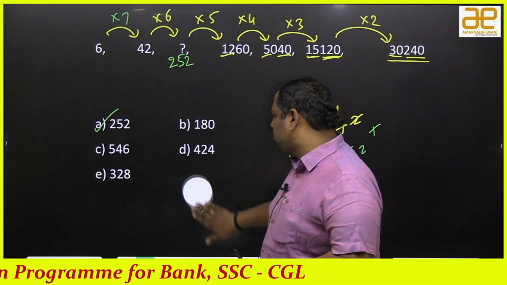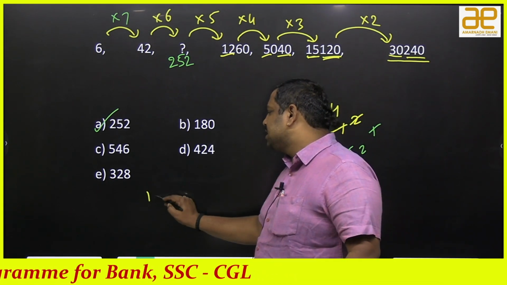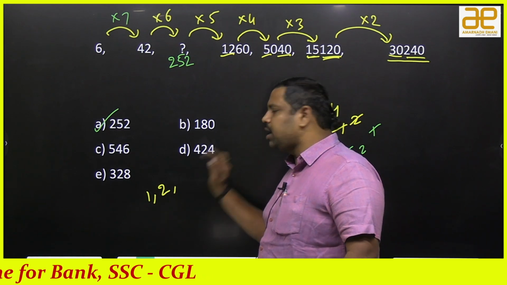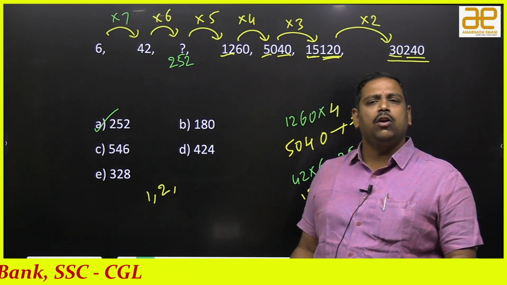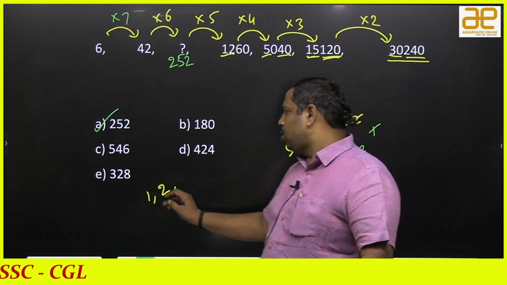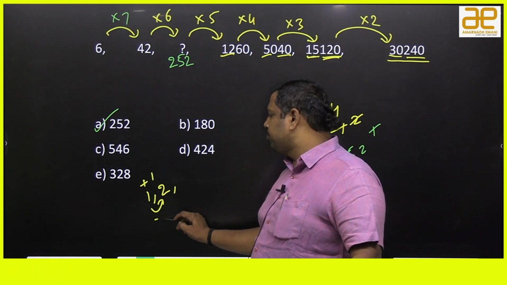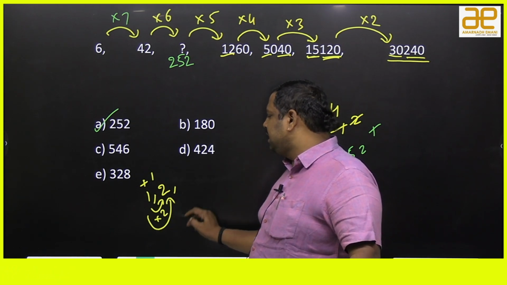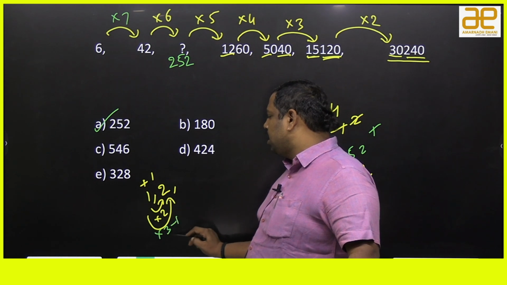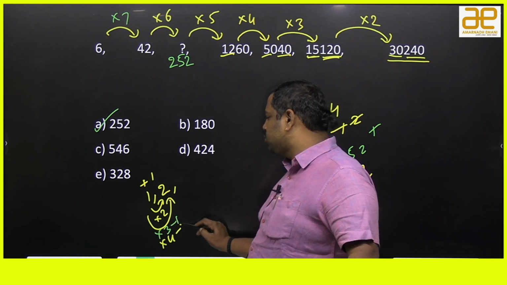Suppose to explain much more clearly, suppose I find two smaller numbers, 1 and 2. If I want to go with the smaller numbers, logic 1 is plus 1. Logic 2 is into 2. Logic 3 is into 3 minus 1. Logic 4 is into 4 minus 2.